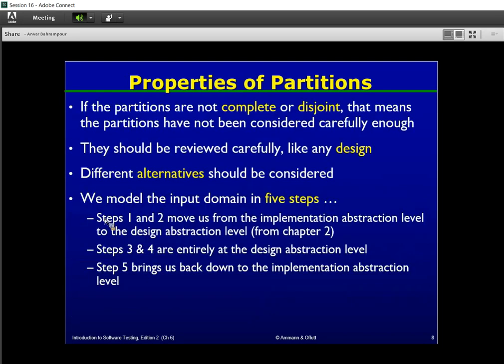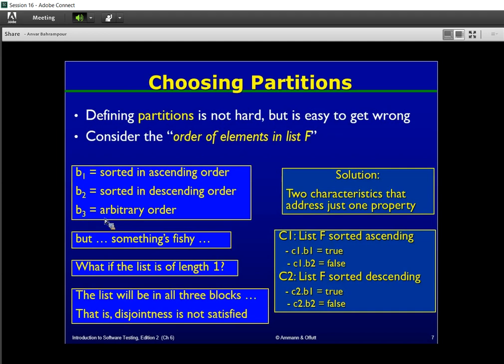I told about these boxes before. So in these cases, we could simply consider each characteristic in isolation. For example, the characteristic C1 lists which partition lists which are in sorted ascending order. By these characteristics, we could partition our domain into 2 blocks, 2 disjoint blocks.